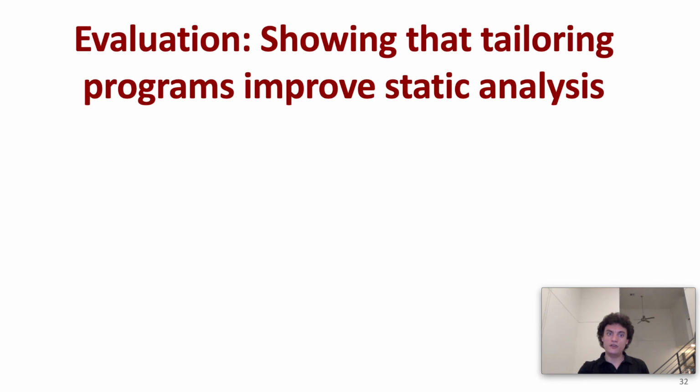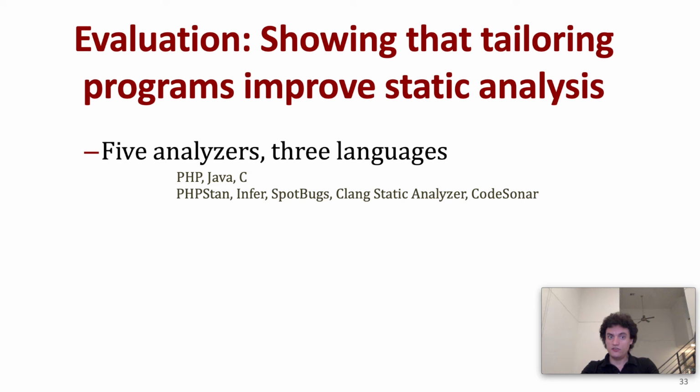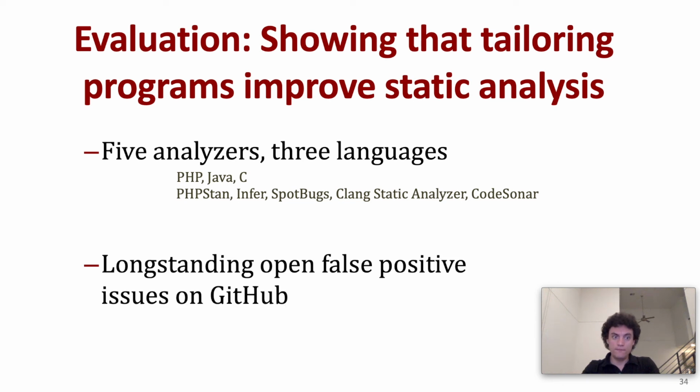In our evaluation, we aim to show that tailoring programs in this way can improve static analysis. We chose 5 analyzers across 3 languages to demonstrate the generality of the approach. I've put them here on the slide. And we identified long-standing issues on GitHub where developers reported using a tool and then a false positive associated with that tool. We identified these through keywords that we ran and performed a commit search.